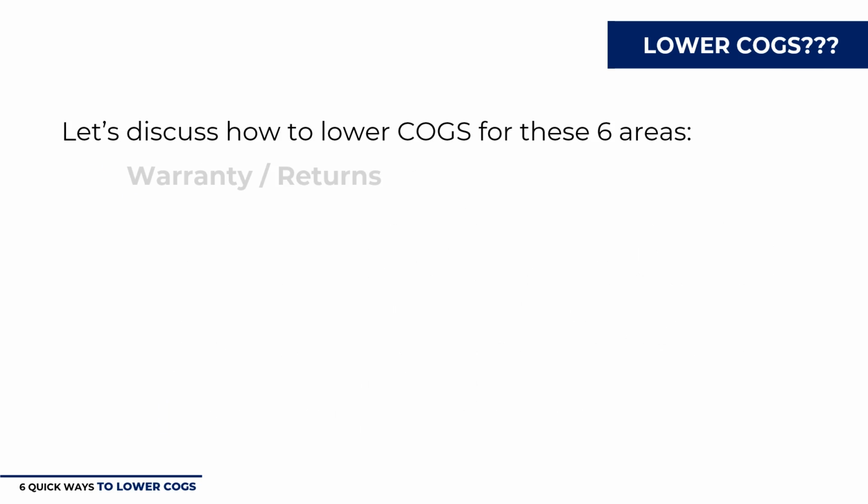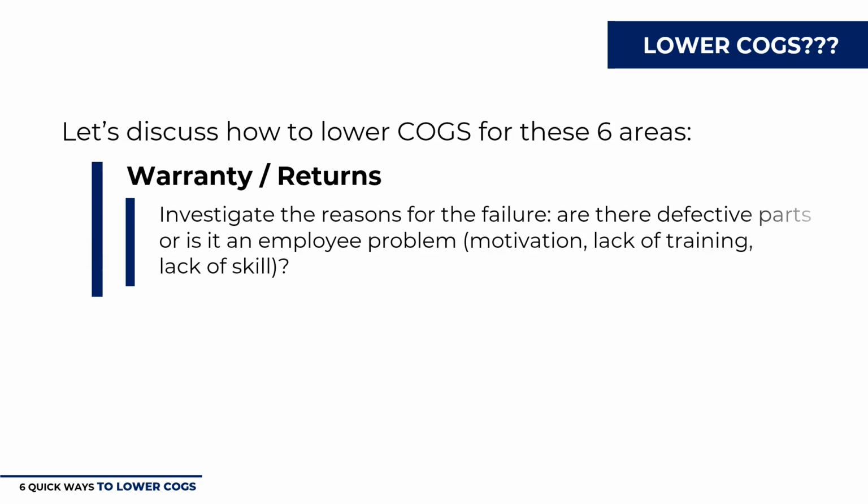Now, our fourth option for lowering our COGS is to keep your returns in check. Most products and services include a warranty, and if they fail to produce as advertised, consumers will return them for a refund. It's imperative that you keep a sharp eye on your return rate on a weekly basis. If you begin to see an increase in returns, immediately investigate the reason for the failure. Did it involve defective parts, or does it appear to be an employee problem, such as a lack of motivation, a lack of training, or perhaps the individuals responsible simply lack the necessary skills to do the job properly the first time?